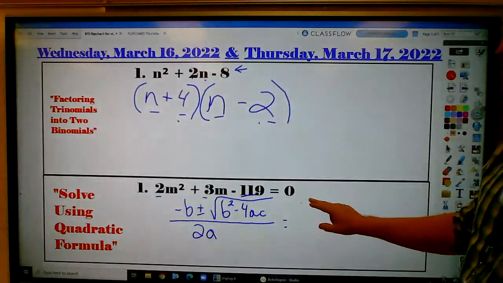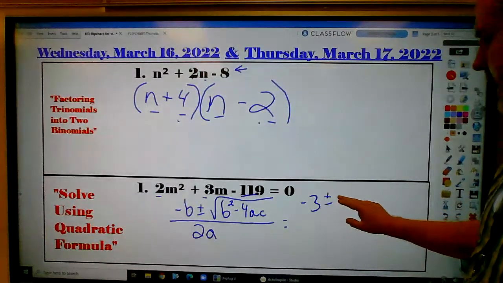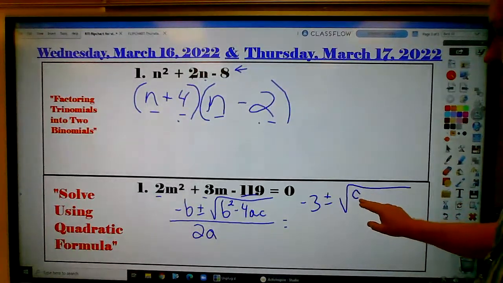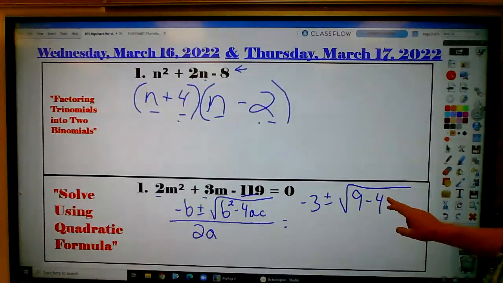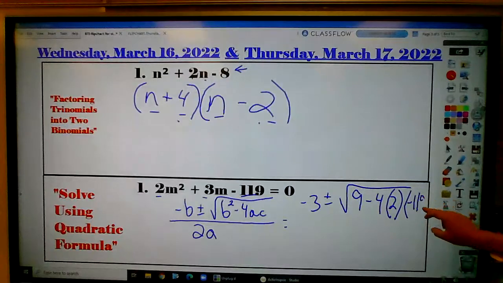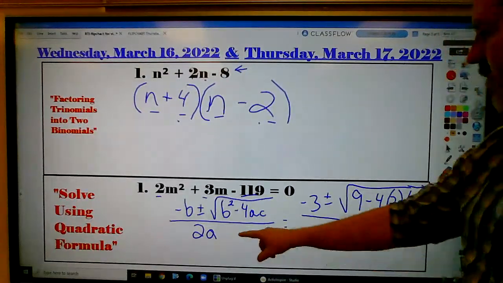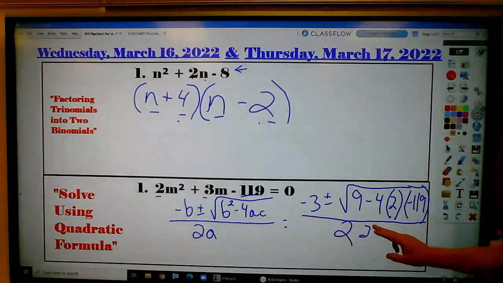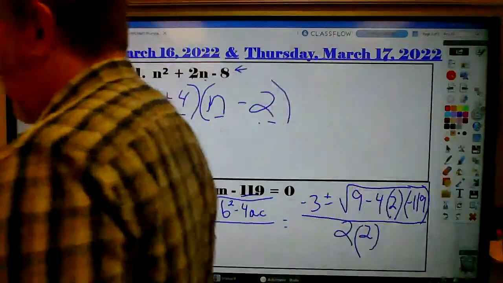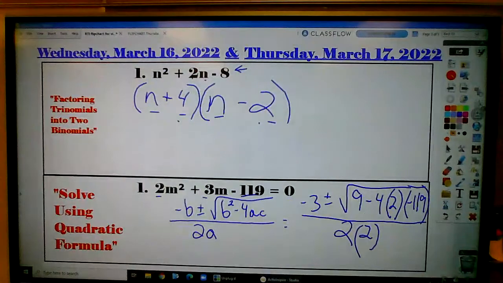All right? So we got -b plus or minus the square root of b squared minus 4 times 2 times -119. I don't know what that is, but I'm going to use a calculator to find it. Over 2a. A is 2, so 2 times 2. All right, let me grab a calculator, and we'll finish this up.